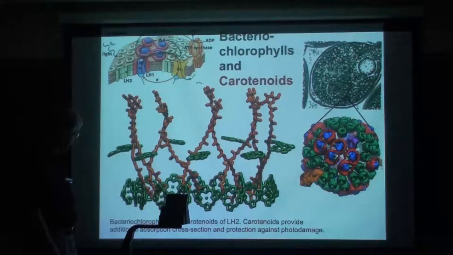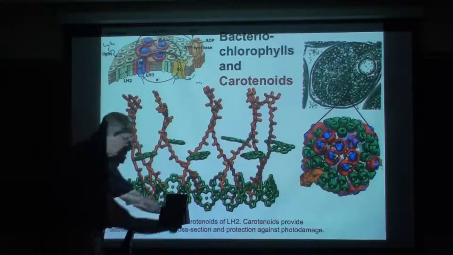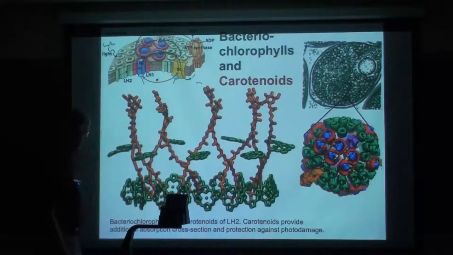They're very long molecules, and the chlorophylls are circular molecules. And so they work together, so that we do. Now, why do you have the two? I mentioned that already.